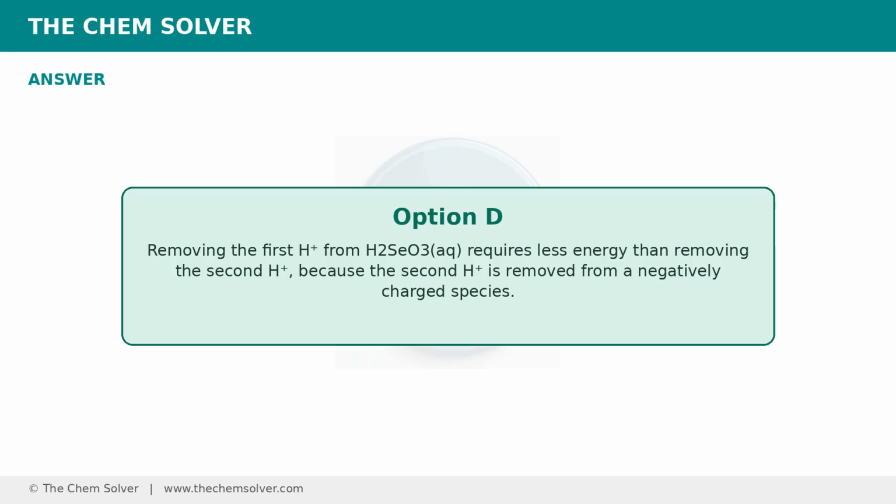The correct answer is option D. Removing the first H⁺ from H2SiO3 requires less energy than removing the second H⁺, because the second H⁺ is removed from a negatively charged species.